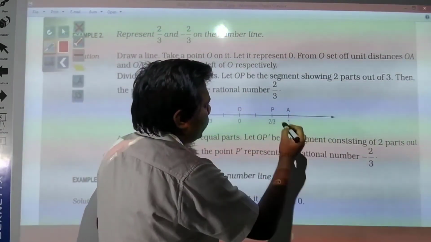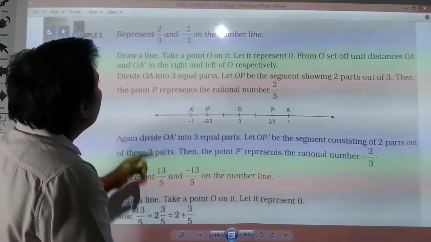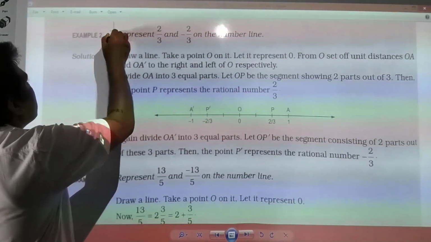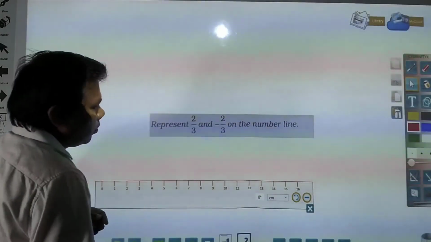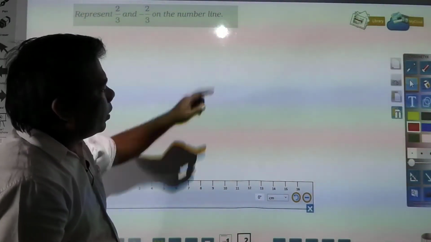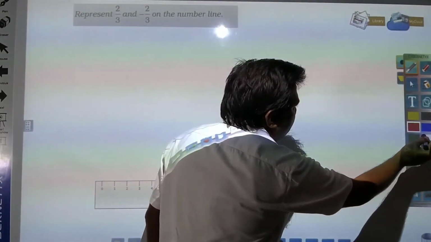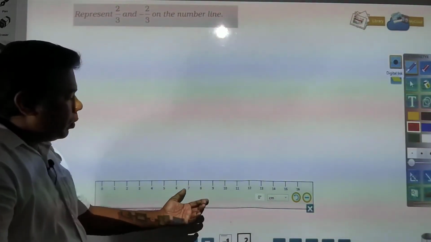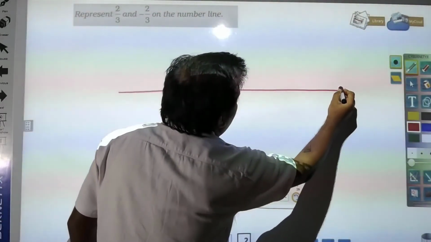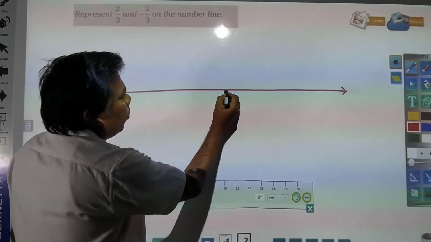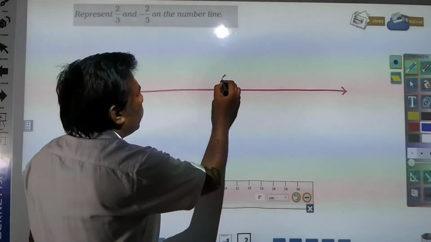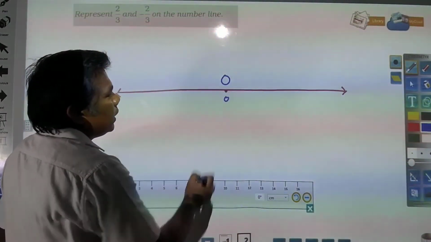Just you see what we need to do. Here you need to show 2 by 3 and minus 2 by 3 on the number line. What is needed to be done? Again, everything you do, you will do with the help of ruler and compass. So you need to take a number line like this. This we have taken. One point is required to be fixed. A name can be given, suppose you have given O, and from 0 it starts.